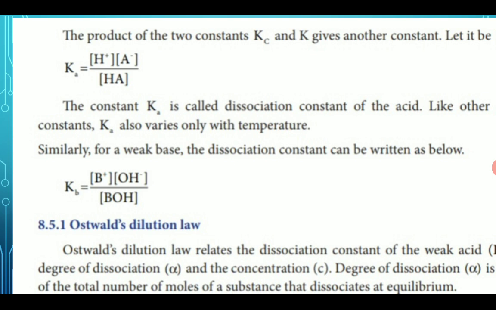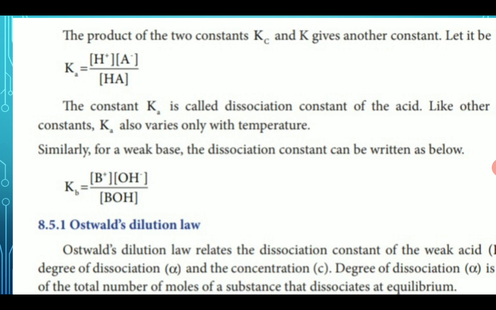So what do you mean by degree of dissociation? It is the fraction of the total number of moles of a substance that dissociates at equilibrium. Please remember this. For example, there are 100 moles. Out of 100 moles, only 10 moles are dissociating, which means the fraction is 10 by 100, that is 1 by 10.